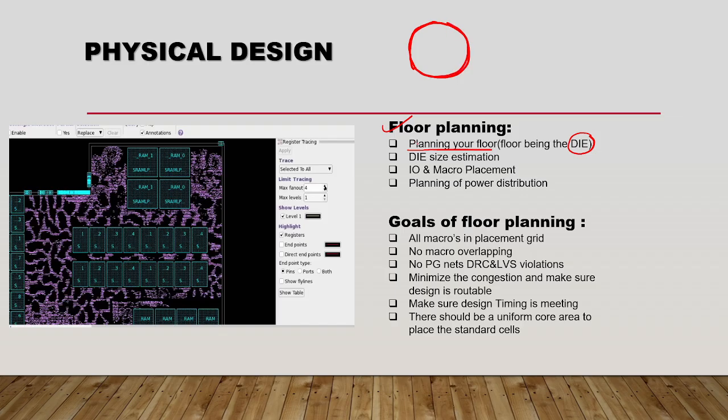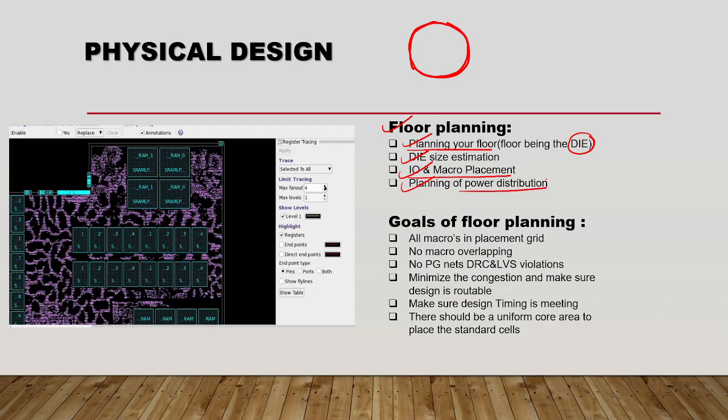Die size estimation. They estimate the die size and IO and macro placements. So at the edges there will be IOs and macros. Macros are nothing but RAM, SRAM and I2C. These are some macros. How the macros are placed, and they will plan for the power distribution also.